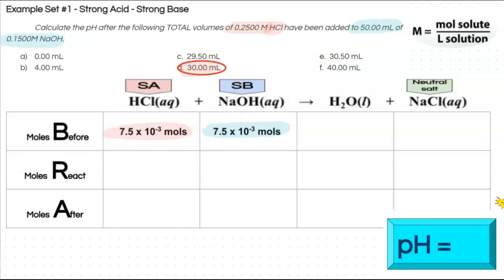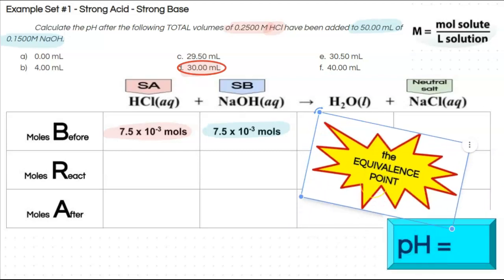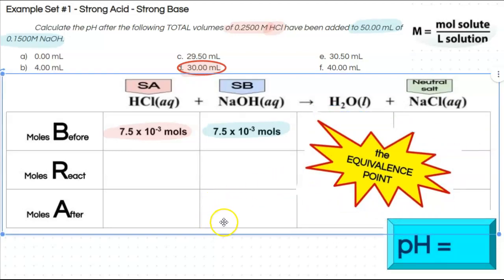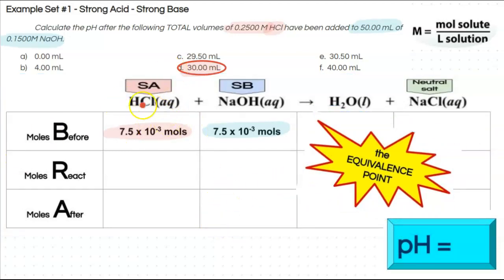So now you see we've reached a very important point. This is what it looks like when your moles of acid are equal to your moles of base. So at this point, I realize that I have hit the equivalence point, which is incredibly important and very helpful as you're doing the pH for a strong acid, strong base reaction. At the equivalence point for a strong acid, strong base, the pH will be 7.